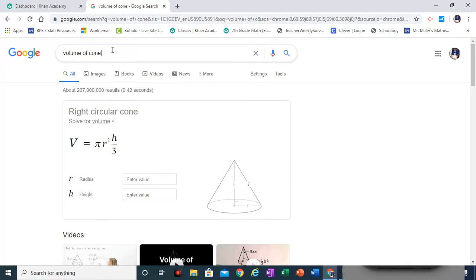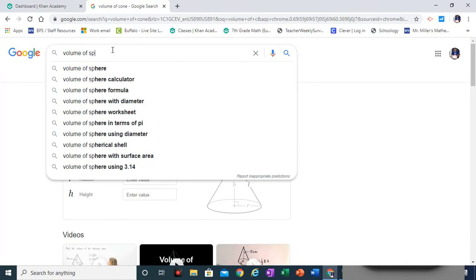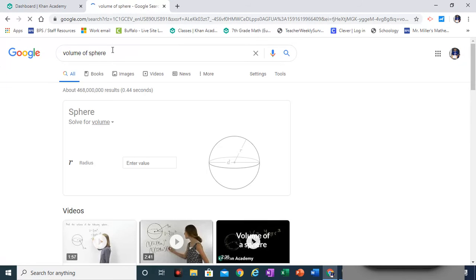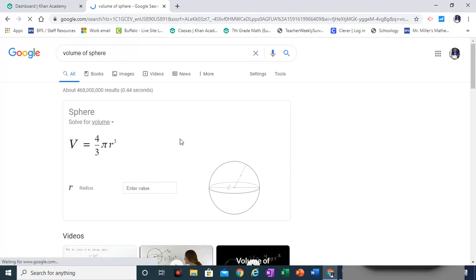Again, pull up the formula so you can see it. The volume of a sphere formula is 4/3 pi times the radius cubed. Then we need to divide that by 2 because we only have the bottom part. You could just type in the radius and it would solve it, but I'm going to use the calculator.